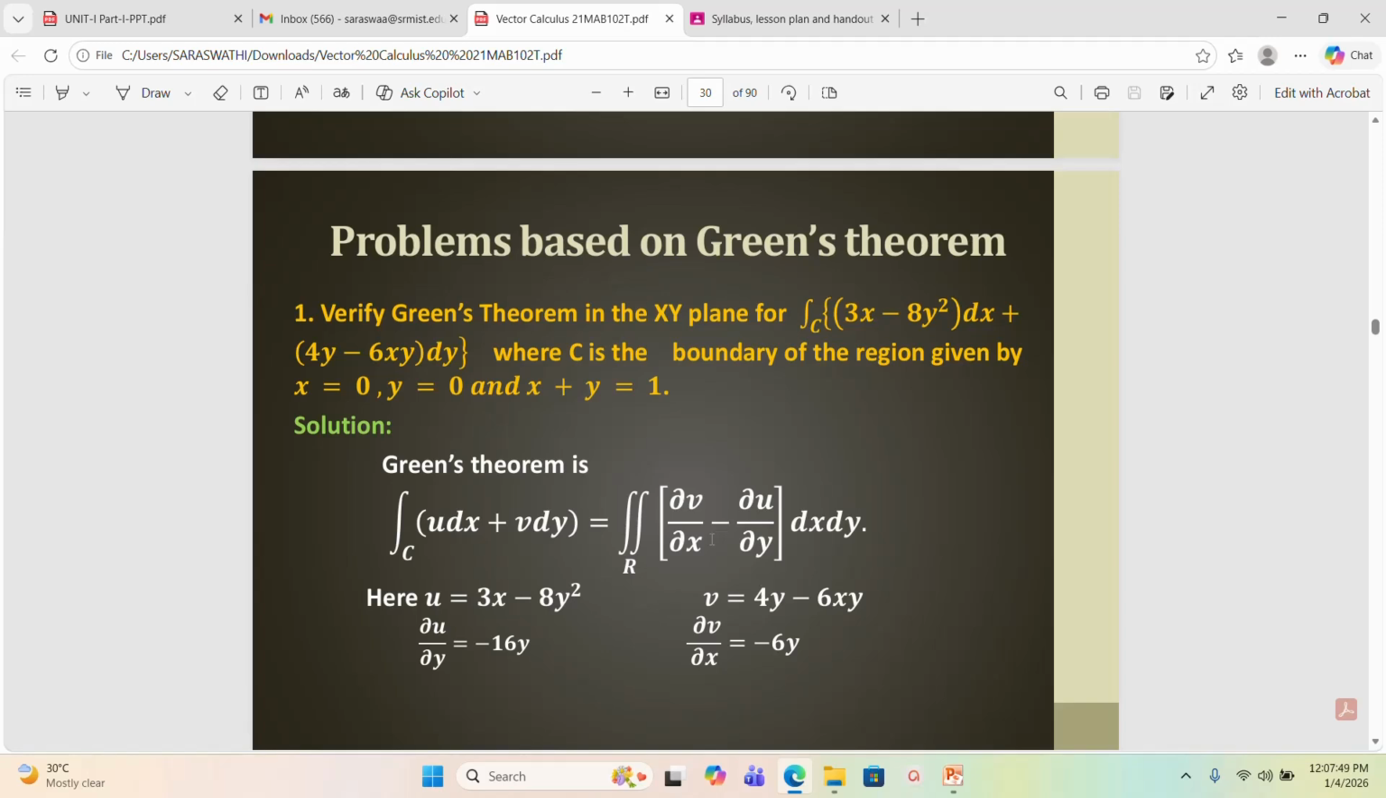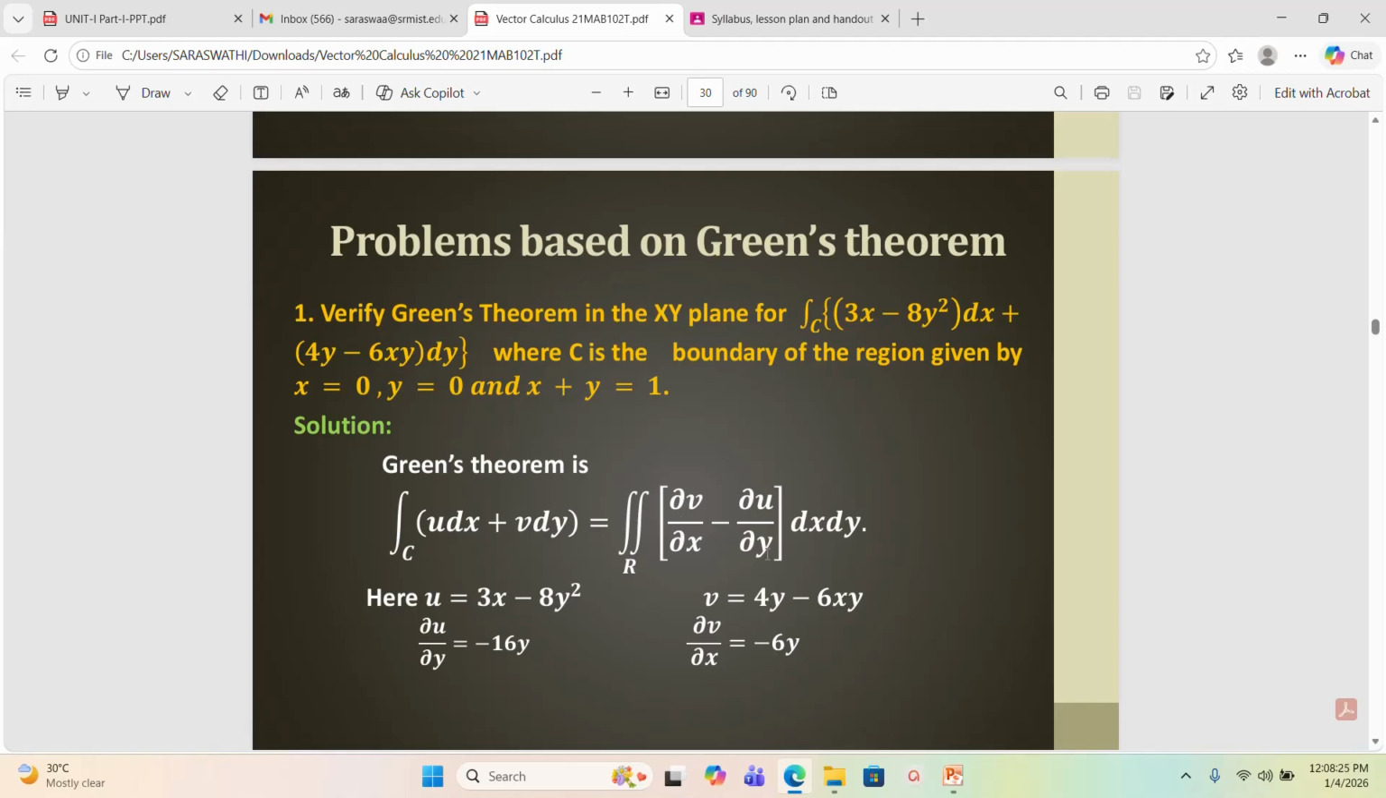Now, as per the formula, ∂v/∂x minus ∂u/∂y. In the given u, we have to differentiate u partially with respect to y. So ∂u/∂y is equal to, there is no y term in 3x, so it is 0, minus 8 into the differentiation of y², which is 2y, so 2 into 8 is minus 16y. And the given v is 4y minus 6xy, and ∂v/∂x, differentiating v partially with respect to x, is equal to minus 6y.